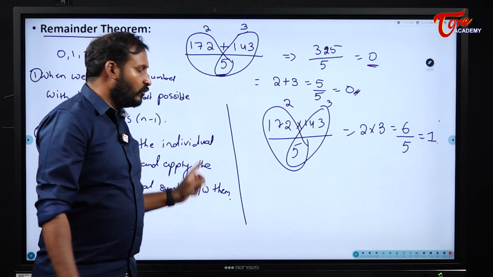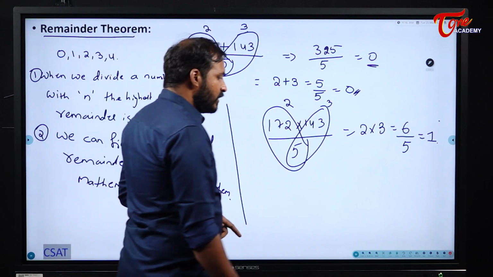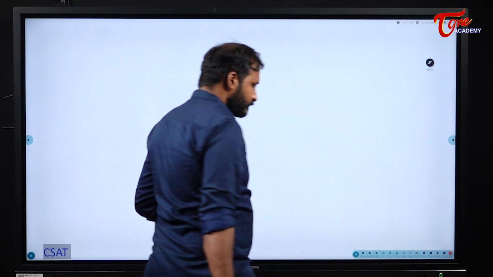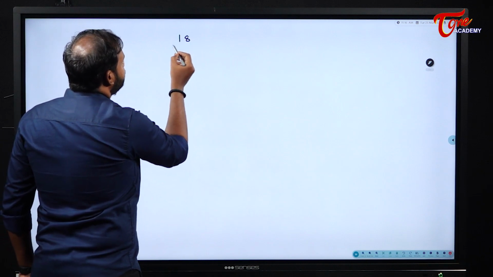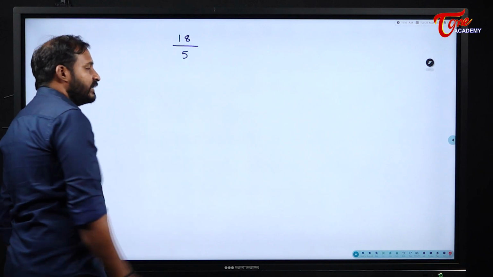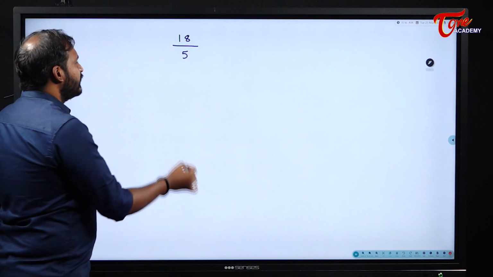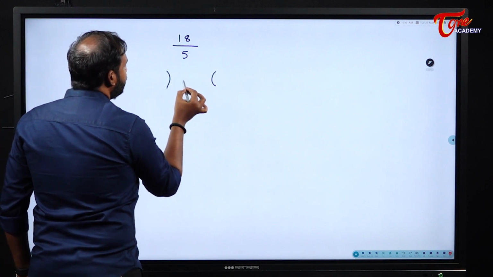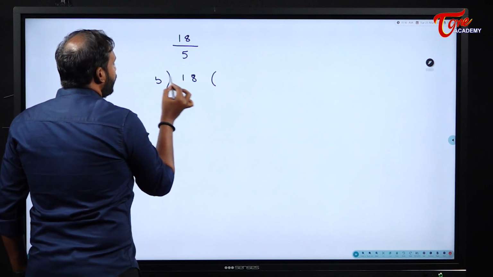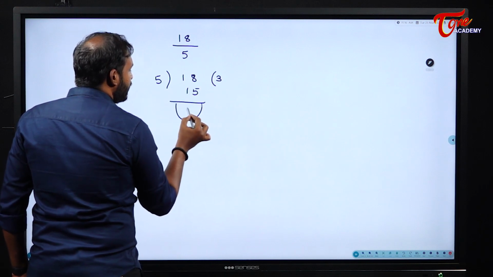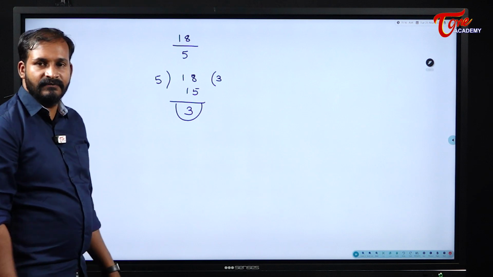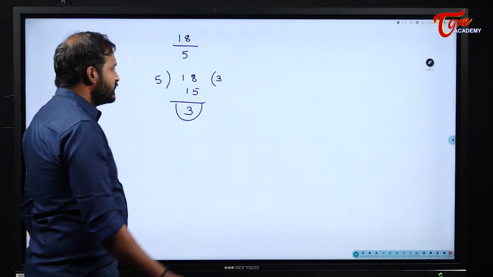These are the two basic rules of our remainder theorem. What is the next rule? See here, if I divide 18 by 5, what is the traditional way of finding the remainder? What will we do? 18, 5 3s are 15 and the remainder will become 3. This is the method which we will do in our general process.